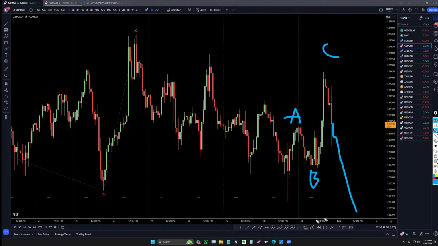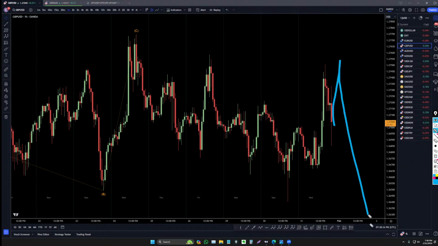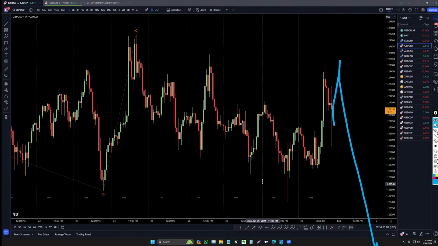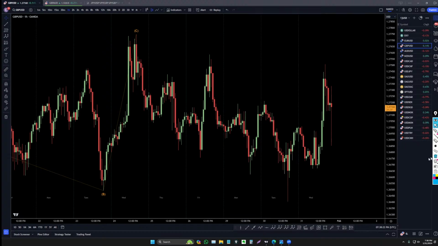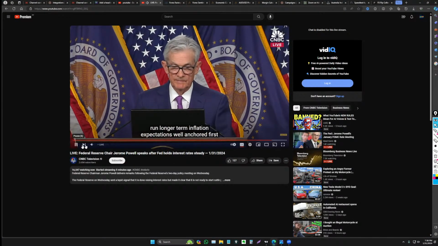The committee does not expect that it will be appropriate to reduce the target range until it has gained greater confidence that inflation is moving sustainably toward 2%. I wouldn't be surprised if it went up and shook everybody out and then went down later on. But you can see the market's getting volatile because the Q&A is starting. We will continue to make our decisions meeting by meeting. The Q&A is always when the market starts getting volatile. We remain committed to bringing inflation back down to our 2% goal and to keeping longer-term inflation expectations well anchored. Everybody wants to know what he's going to have to say.